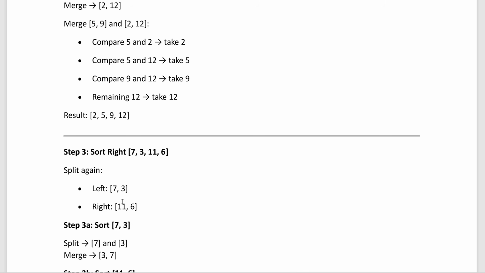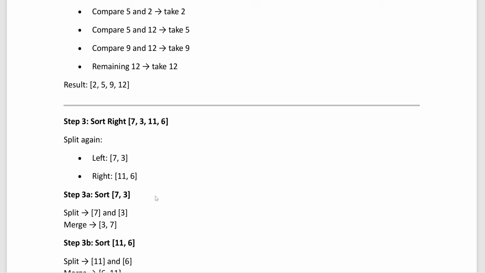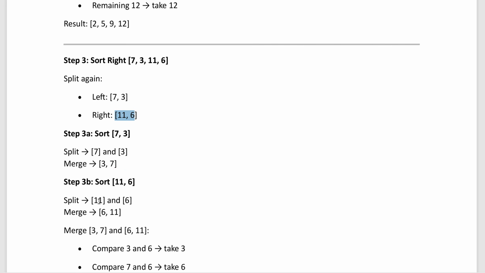Now again we'll be splitting this array into two parts, that is 7, 3 and 11, 6. Left part will be 7, 3, right will be 11, 6. Then we have to split 7, 3 into 7 and 3, and merge these two in ascending order: 3, 7. Then we will split 11, 6 into two subarrays containing single elements 11 and 6, and merge them in ascending order: 6, 11.